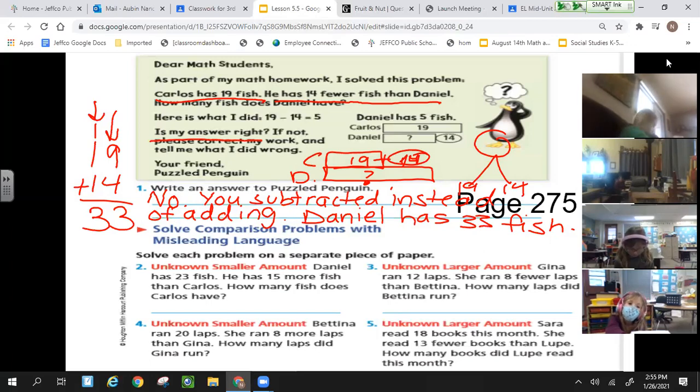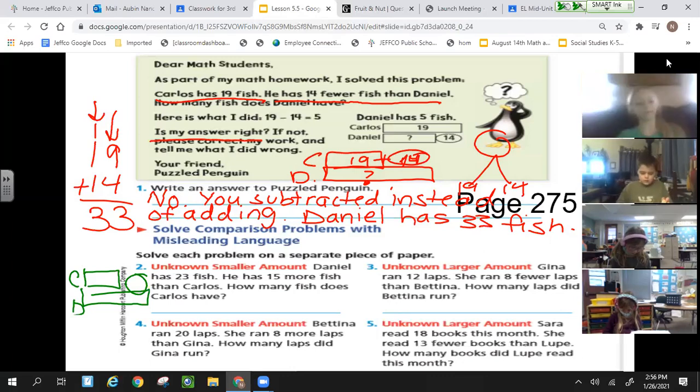So I'm going to ask you to draw a comparison bar with me. Okay, so we're going to do the comparison bars like this. Remember that the large rectangle on the bottom is going to be the biggest number. So if Daniel has 23 fish, and that is 15 more than Carlos, who has the most fish, Daniel or Carlos? Daniel. So put a D by the bottom and a C by the shorter rectangle. So how many does Daniel have? 23. Put a 23 in your big rectangle.